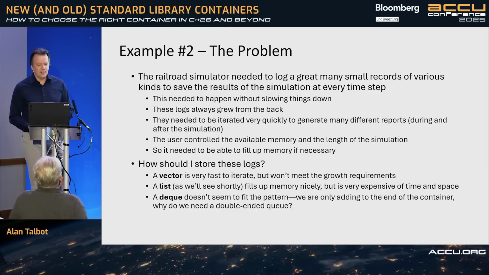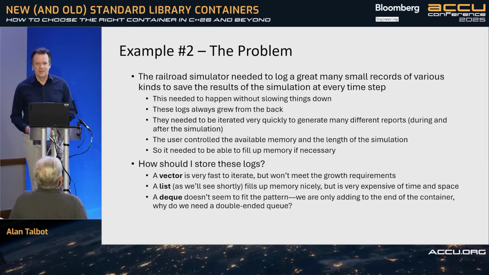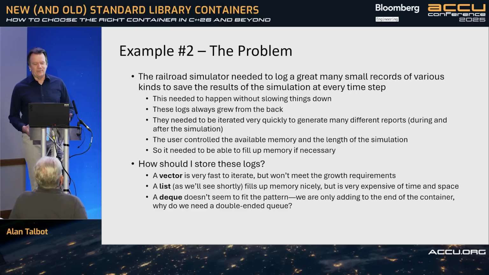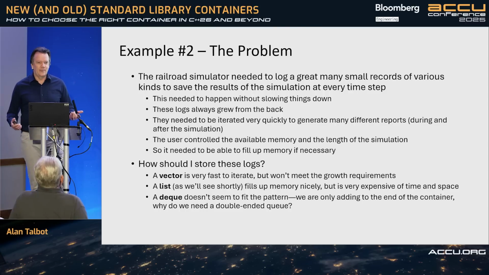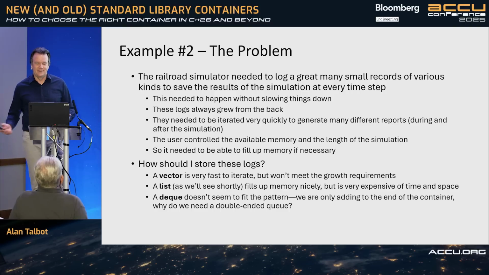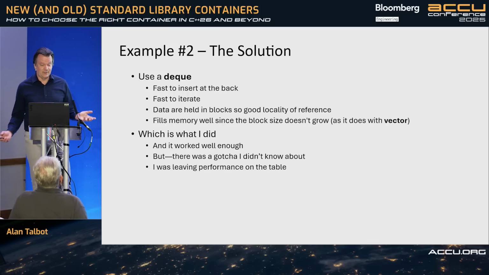So how should I store these logs? A vector's super fast, but as we've seen, the growth requirements make vector not viable. A list will fill up memory very nicely, but as we're going to see, is extremely slow. But a deque doesn't seem to fit the pattern, right? I mean, we don't need a double-ended queue for this. So what should I use? Don't all speak at once. Right, deque. It's fast to insert. It has everything you need. And that's what I used.